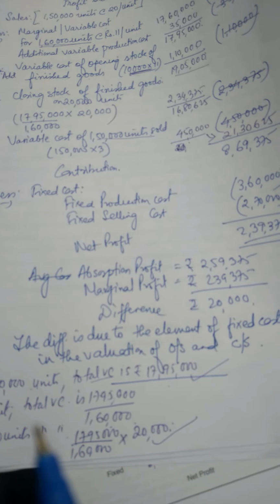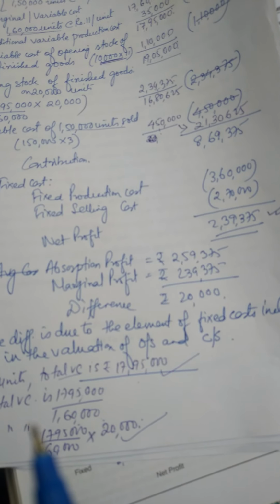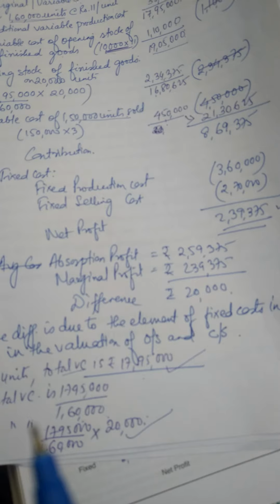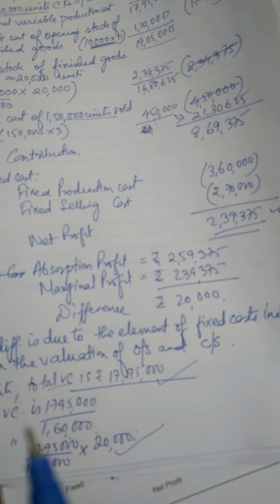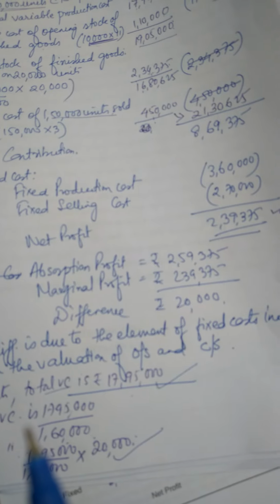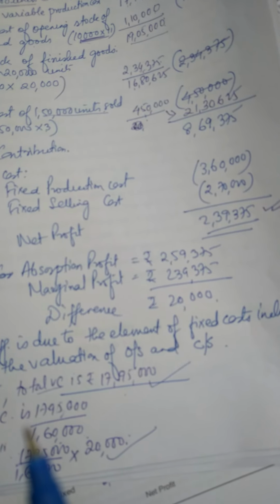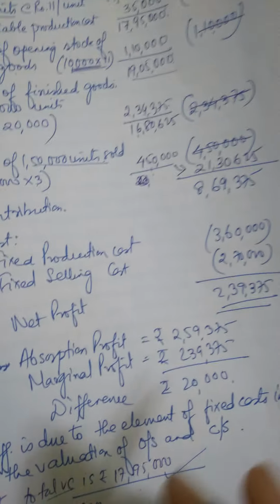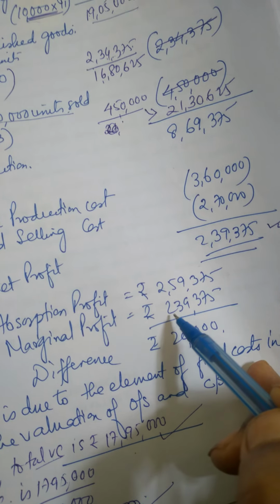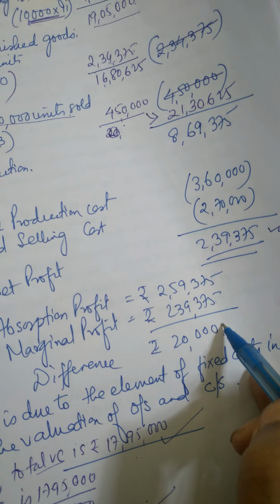Fixed cost will be only two fixed costs. Fixed production cost, 3,60,000, which is given in the question, and fixed selling cost, 2,70,000, which is already given in the question. So add this and subtract from contribution, you will get a net profit of 2,39,375. Under absorption costing, we got a profit of 2,59,375. Under marginal costing, we are getting a profit of 2,39,375. So there is a difference of 20,000 in the profit.